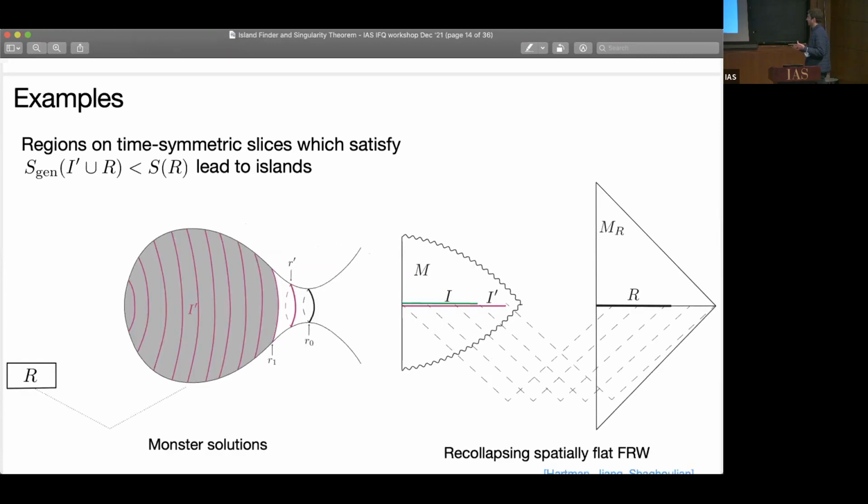Okay, now examples of this time symmetric case are very abundant. I won't go into detail, but you can have these monster solutions where you have a large volume region behind a small throat black hole horizon, all on a time symmetric slice. And there could be a lot of entropy here. You purify it with the reference system, and you get hyperentangled regions. There are also conceptually similar examples in cosmology.